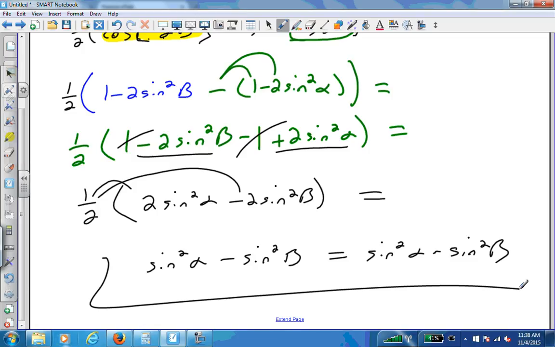So notice we did 2 completely different things, but both of them we were able to simplify down to having the same thing on both sides, which proves that it's an identity. There are some that are much simpler than that. Some are a little bit harder than that. It just kind of varies a little.